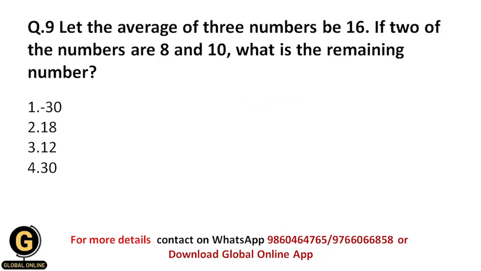Now next is, let the average of 3 numbers be 16. If 2 of the numbers are 8 and 10, what is the remaining number? Now over here they have given us some information. They have given us the average of 3 numbers, which is 16, so your mean value will be 16, and 3 numbers means your number of observations is 3. From these observations they have given us the values of 2, which are 8 and 10, and we need to find out the value of another observation.